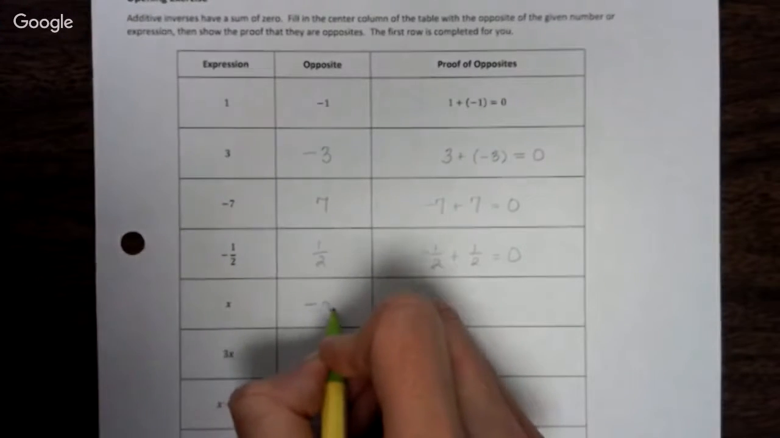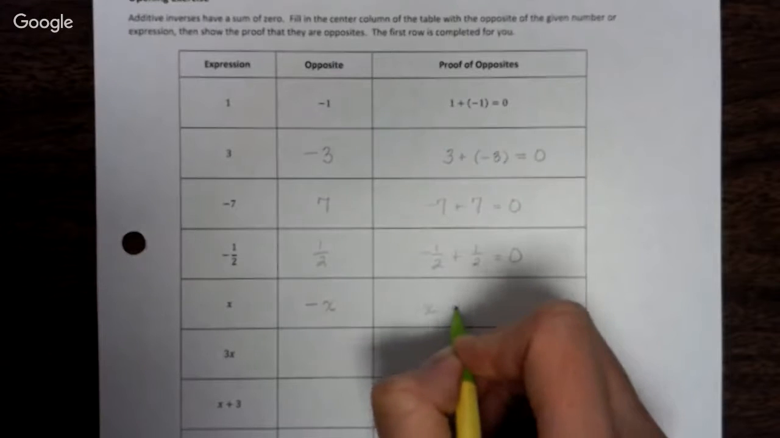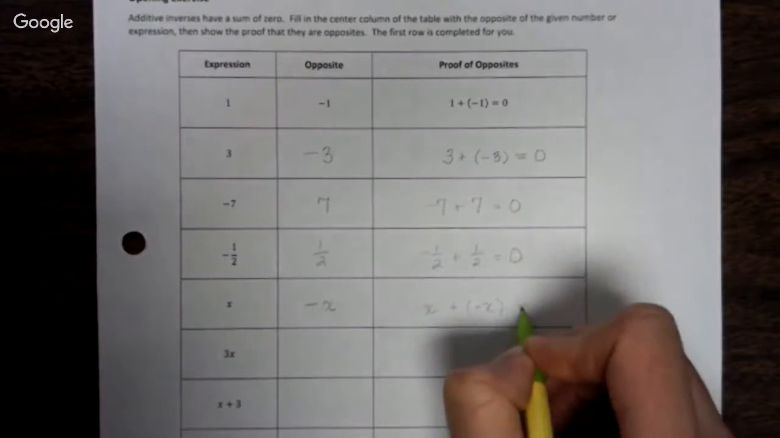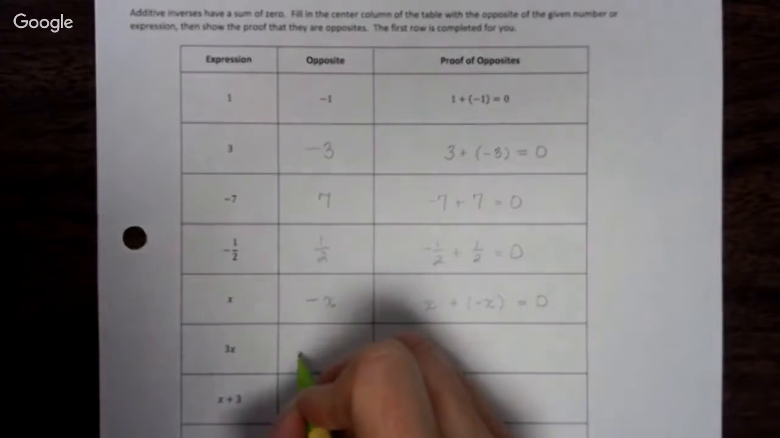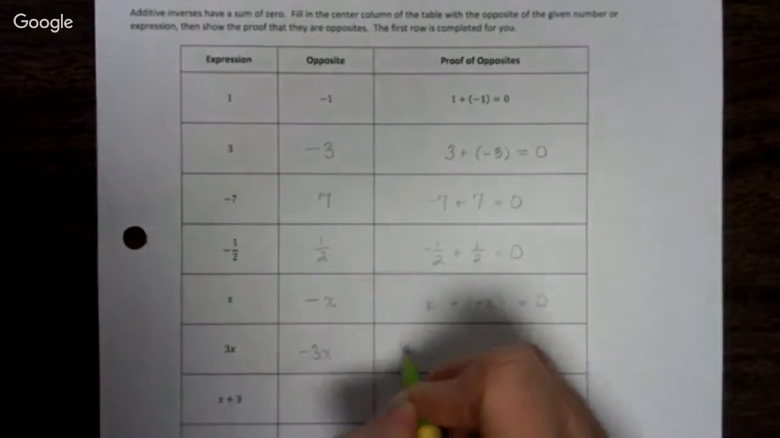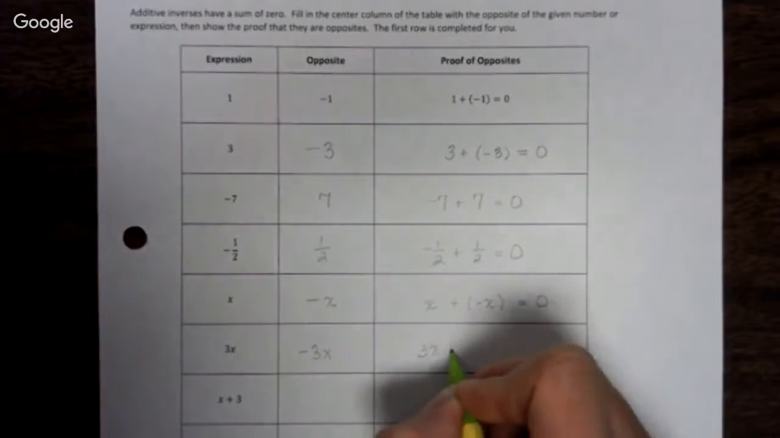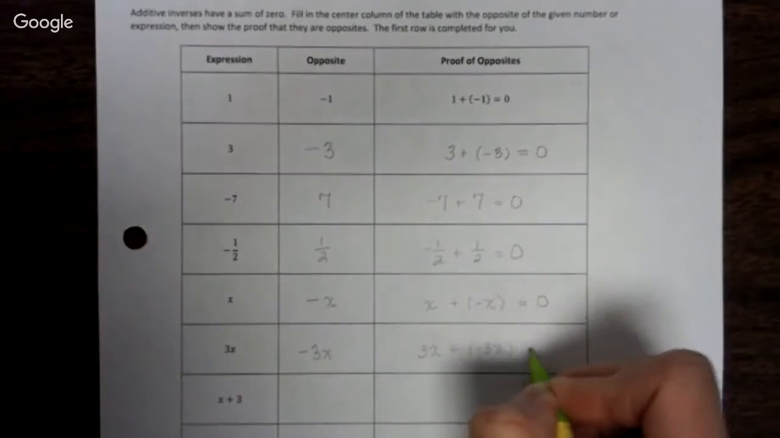-1/2 plus 1/2 is 0. Opposite of x would be -x because x plus -x equals 0. Opposite of 3x is -3x. So 3x plus -3x is equal to 0.